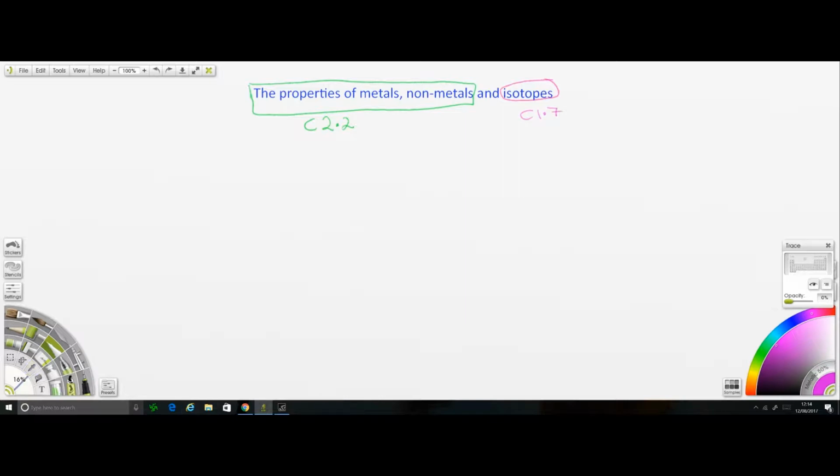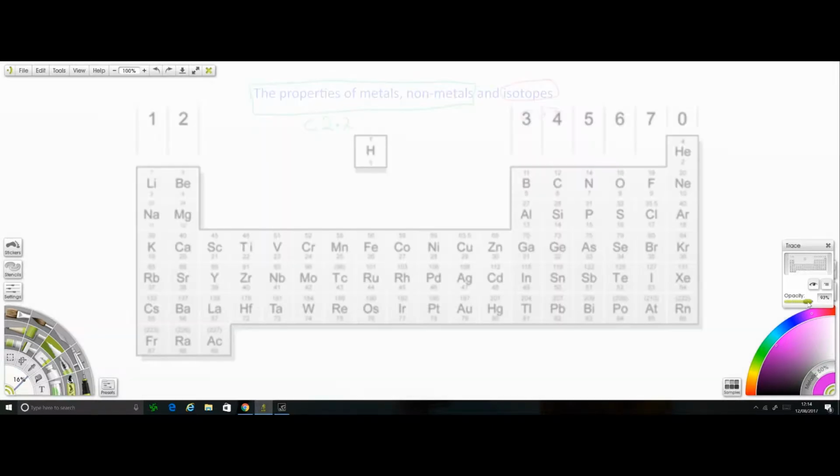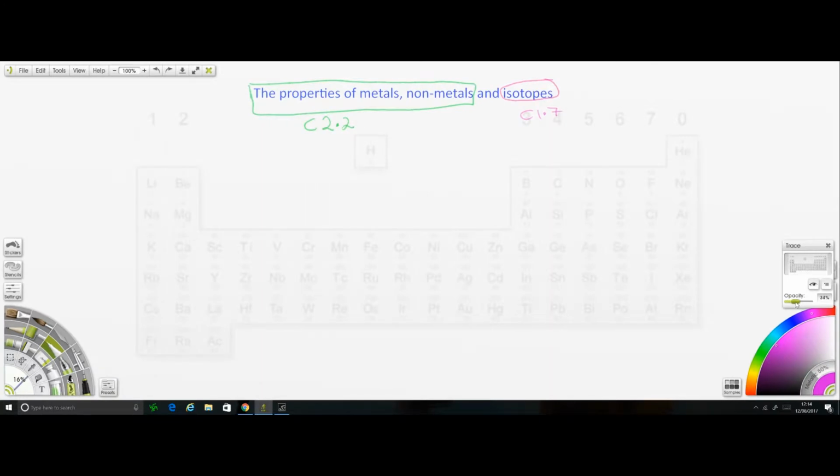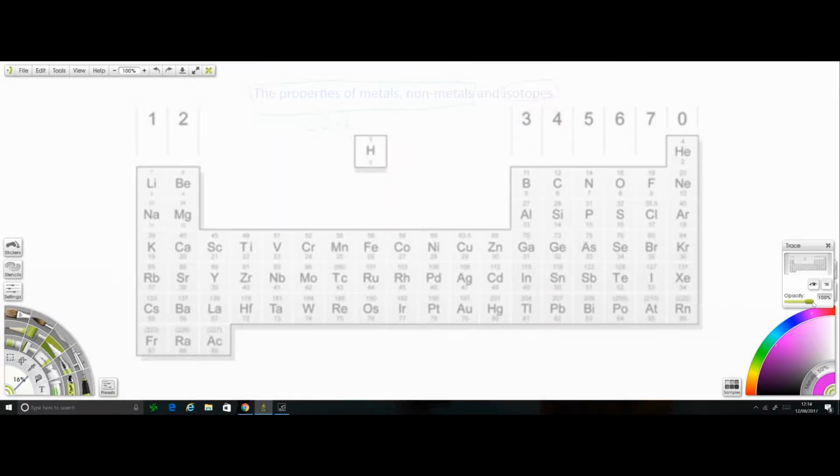So, what we're going to be looking at today are metals and non-metals. Now, we've already seen metals and non-metals, so it's a good opportunity to do a recap. Okay, so here is the periodic table, and straight away you need to be able to identify where the metals and where the non-metals are.